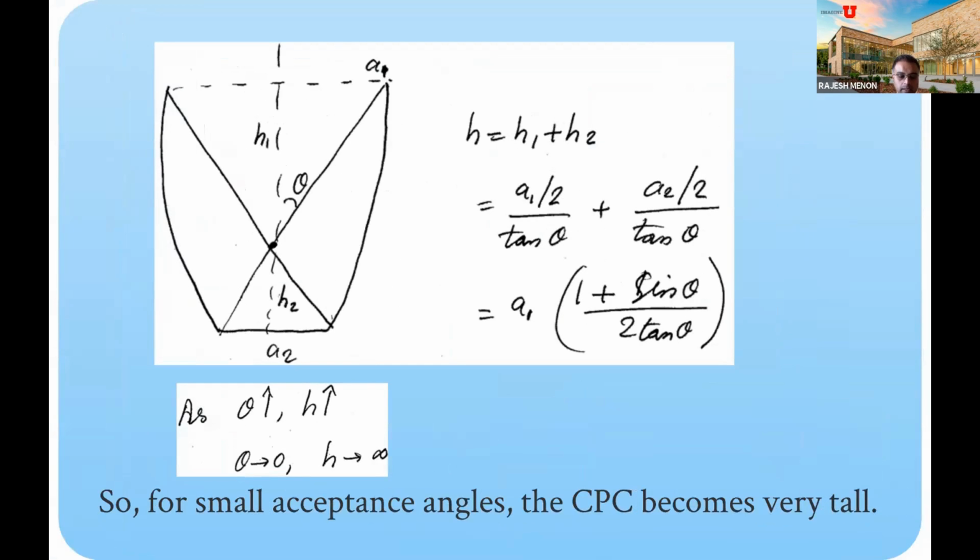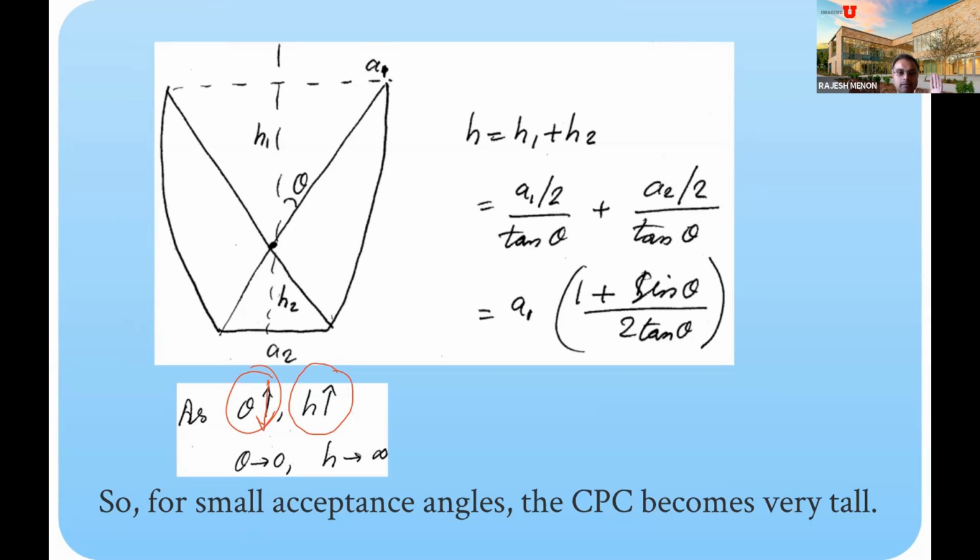Now, of course, increasing theta from this equation means that you're increasing the total height of the CPC. In other words, the CPC is getting huge. So that's also quite problematic, right? Wait, let me see, did I make a mistake? Yeah, I probably did. As theta decreases, H goes to infinity, right? So the narrower the field of view of the CPC, the bigger it gets. Of course, if I expand the acceptance angle, it gets really stubby.